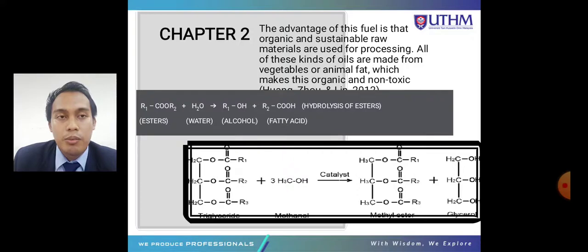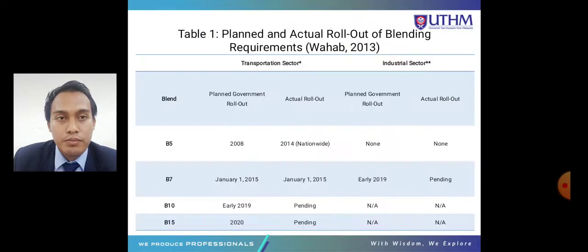Based on past research in the literature review, biodiesel consists of triglyceride and ethanol, which after being catalyzed will produce methyl ester and glycerol. This is one of the examples, and the table showed the government's plan to expand the use of biodiesel instead of conventional diesel.